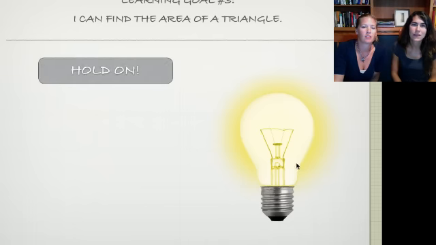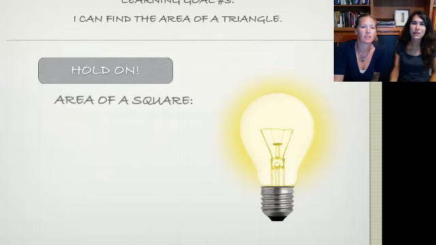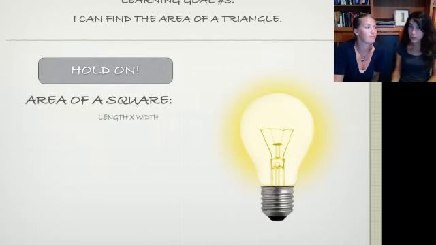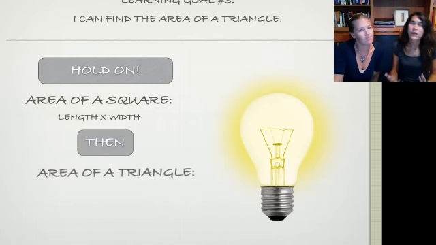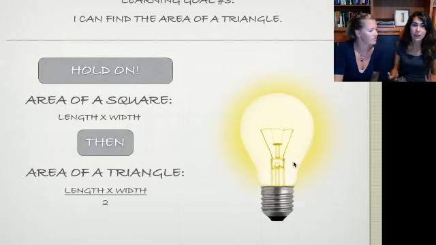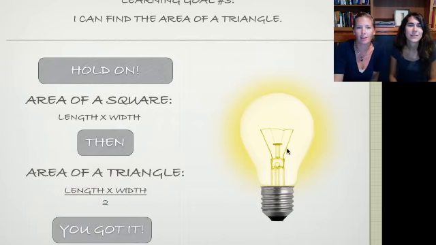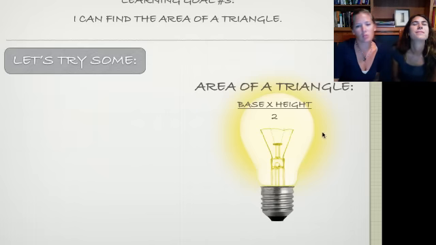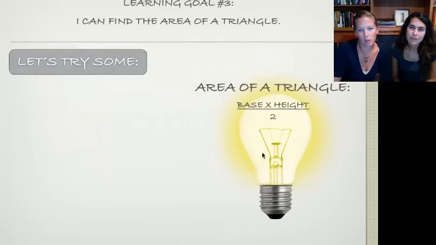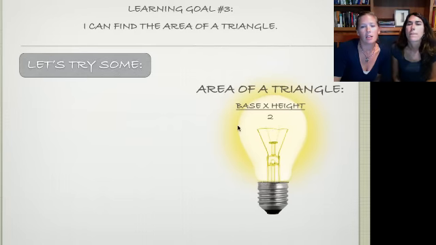How cool. So, hold on here. You're telling me that an area of a square is length times width. Yep. Which we know. Then the area of a triangle is just the length times the width cut in half. That's it. How cool is that? All there is to it. You got it. Woohoo! So, when we go to write our equation for our area of a triangle, in this part you're going to want to write down this equation right here. Notice we had just said length times width cut in half.